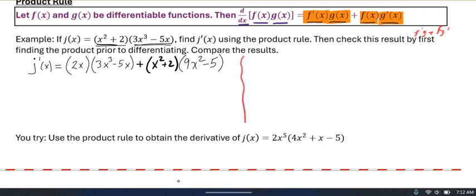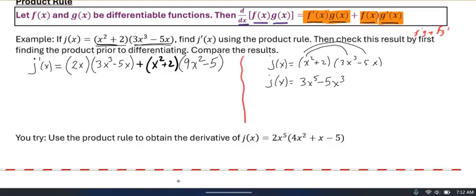Let's take a look at the second part of what I've asked to do. It says, check this by first finding the product before differentiating and then compare the results. So what if we had just taken j of x as it was, x squared plus 2 times 3x cubed minus 5x, but first went ahead and did the distribution. Let's take a look. We have x squared times 3x cubed, that's 3x to the 5th, and the next one minus 5x cubed, and then next one plus 6x cubed. See, I have like terms there, and this times this, minus 10x.